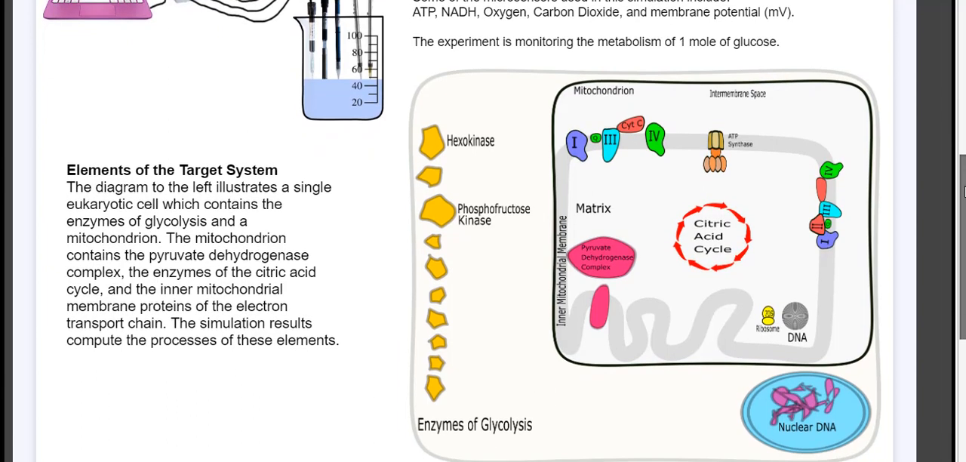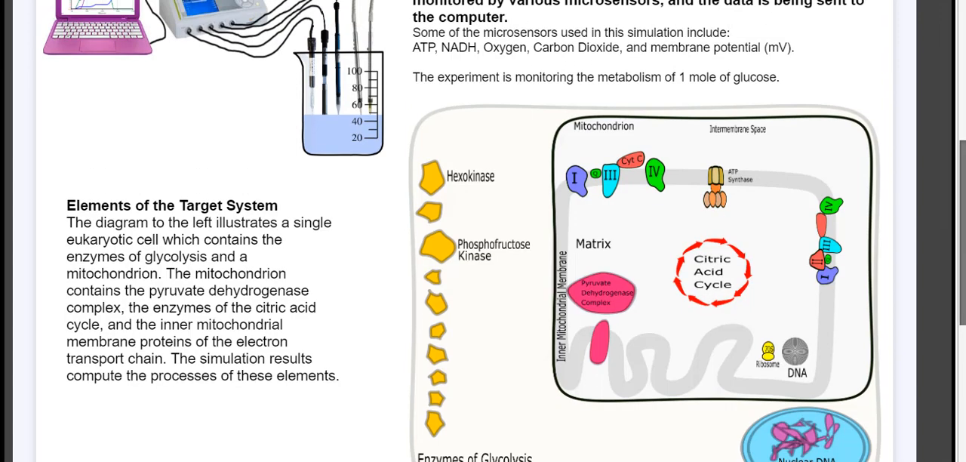The target system for this is, pretend like there's some probes put inside a eukaryotic cell. In this eukaryotic cell, there are the enzymes of glycolysis located in the cytosol, which then shuttles pyruvic acid or pyruvate into the pyruvate dehydrogenase complex, which makes acetyl-CoA. Acetyl-CoA, of which two are produced from the two pyruvates, goes through the citric acid cycle, which generates the carbon dioxide. Then you have the electron transport chain along the inner mitochondrial membrane, and that's where most of your ATP is going to be made, on this ATP synthase.